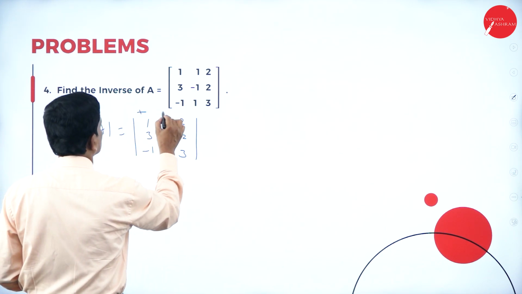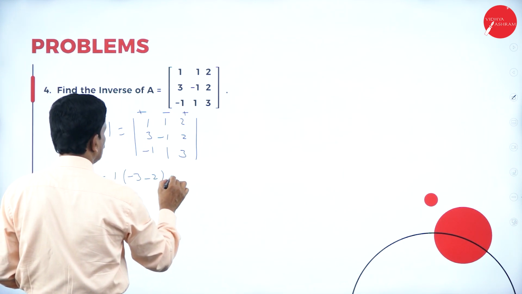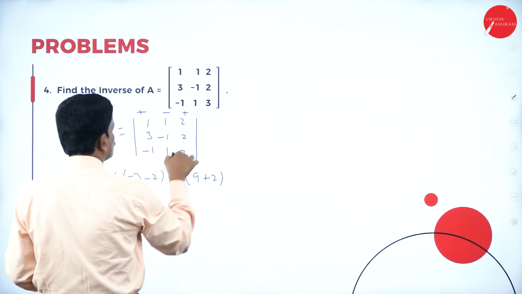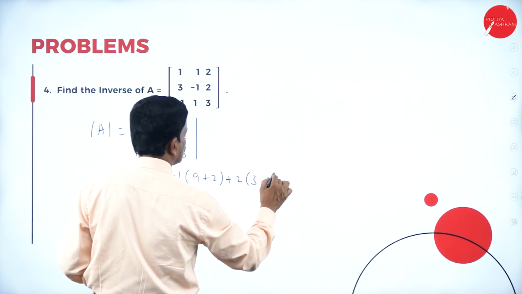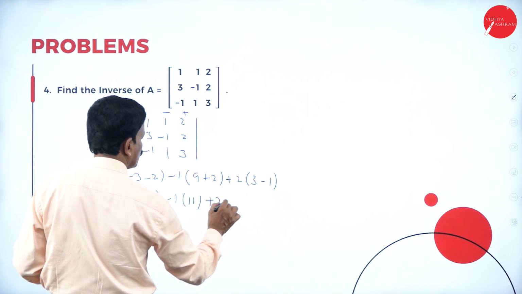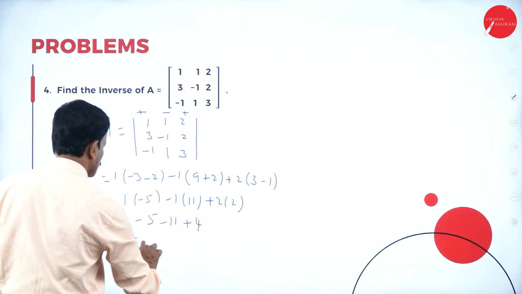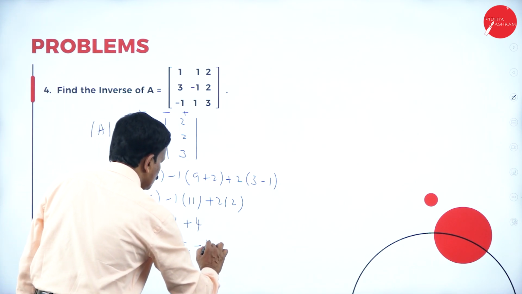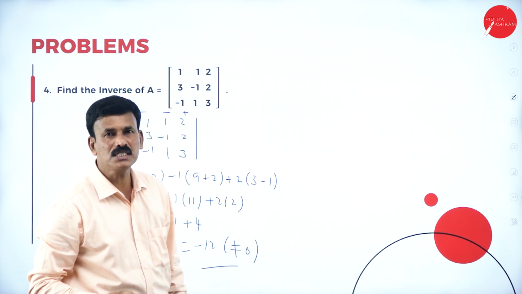Expanding with respect to the first row with signs plus, minus and plus: 1 into (1 3s are 3, minus 2), minus 1 into (3 3s are 9, minus 1 1s...), plus 2 into (1 3s are 3, minus...). So 1 into minus 5, minus 1 into 11, plus 2 into 2, which is minus 5, minus 11, plus 4. This is equal to minus 12, not equal to 0. The determinant of A is minus 12.